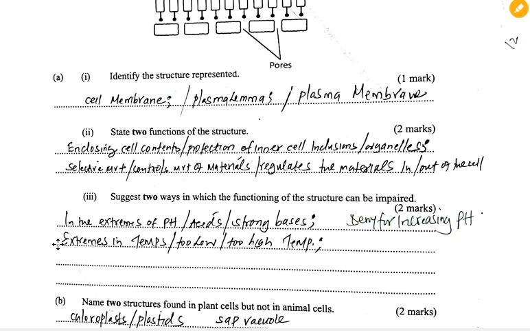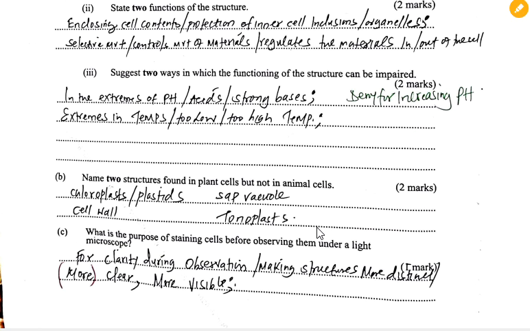that can be caused by acids or strong bases. And apart from that, extreme temperature, that is too low or too high temperatures, simply because this structure is made up of proteins, and proteins are affected by extreme pH and extreme temperatures.